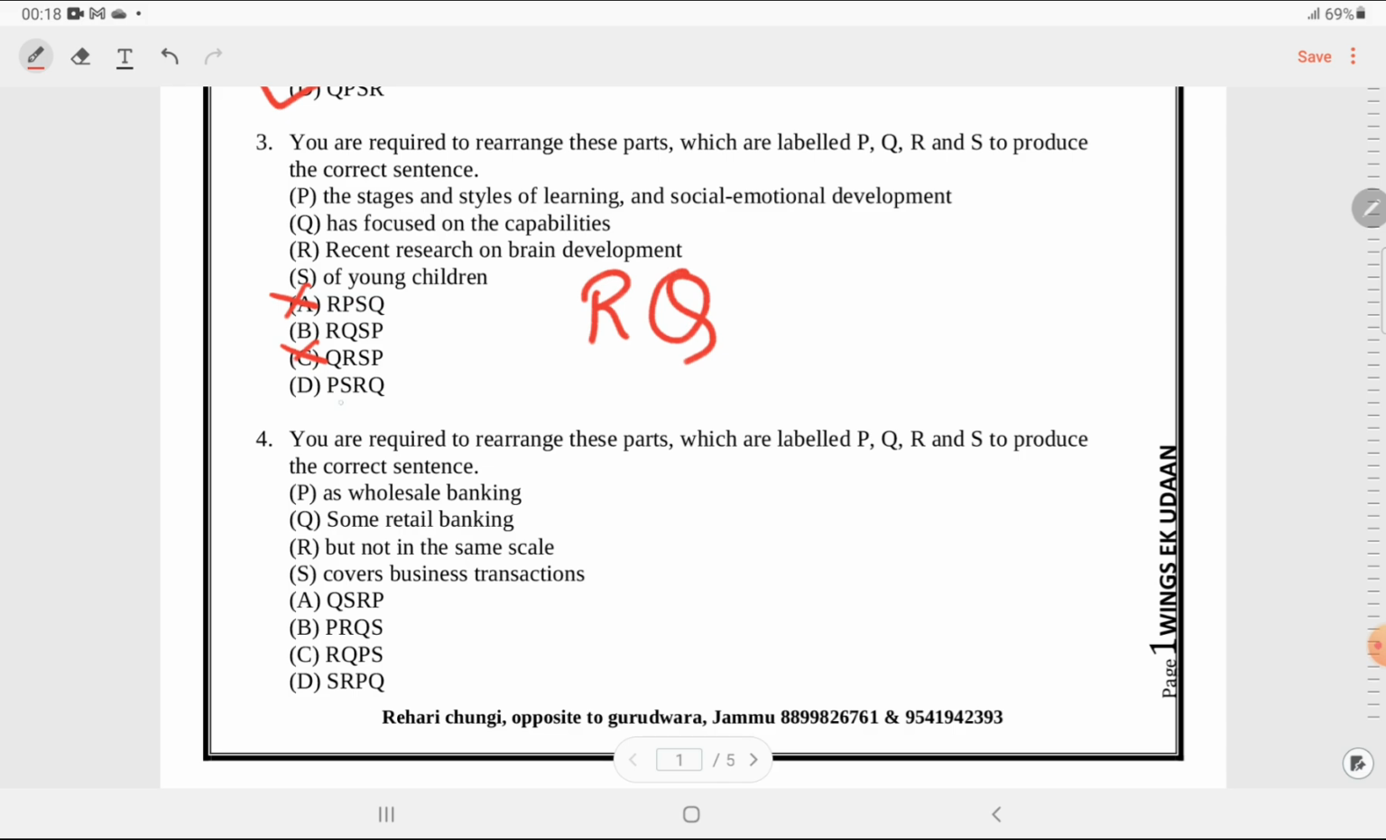Now see D. What does D start with? The stages and styles of learning. No, this will not go. So it will be B. Got it? You need not read the whole paragraph. Just go for that connecting chain. Once you are able to catch it, after that you can easily link the rest. Next.